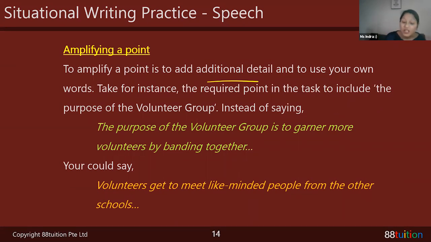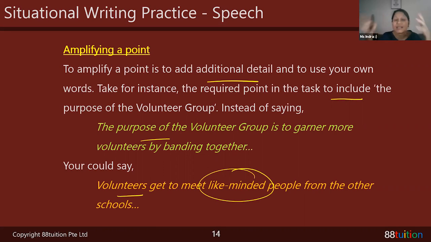Take, for example, the required point in the task to include the purpose of the volunteer group. Instead of saying the purpose of the volunteer group is to garner more volunteers by banding together, consider that when you have a volunteer group, people have the same goal, the same mentality. They want the same thing done. So you could say, volunteers get to meet like-minded people from the other school. When you use words like like-minded, you know that at the end of the day, you're going for the same kind of idea, the same kind of wanting to do something. When you volunteer, it's usually for a good cause. So like-minded people, other schools, all these words actually stand out.